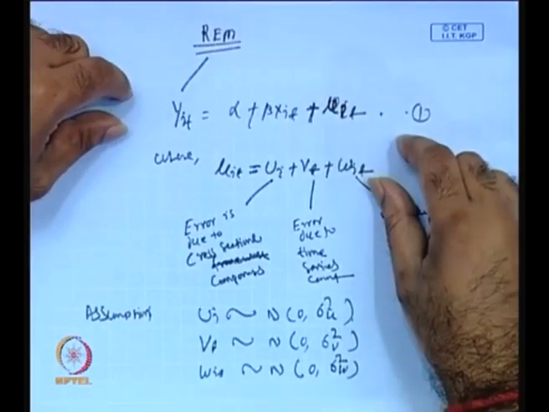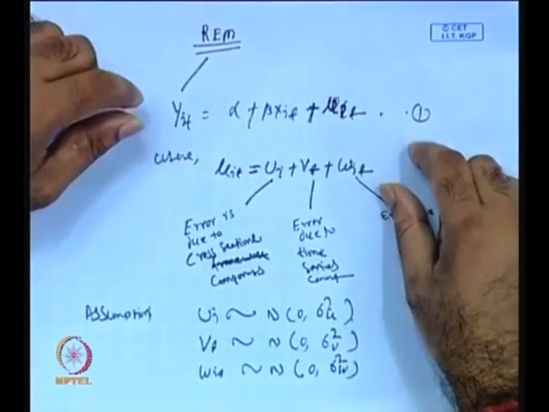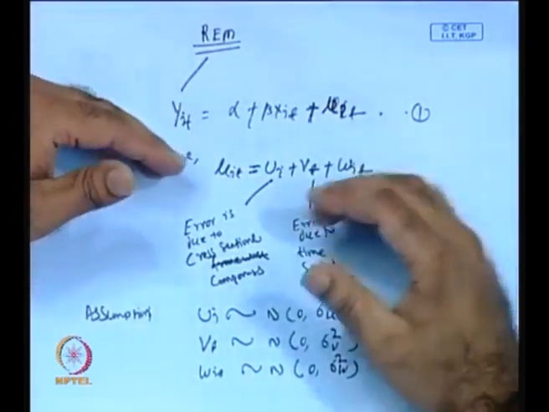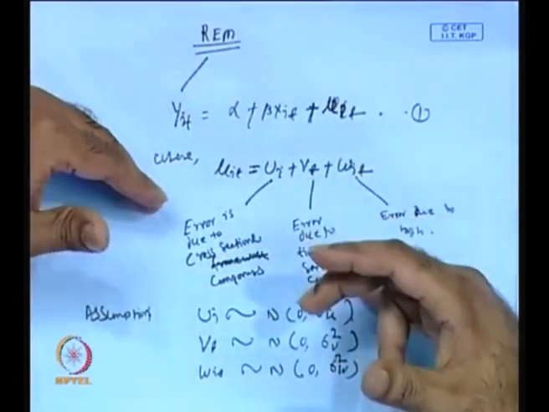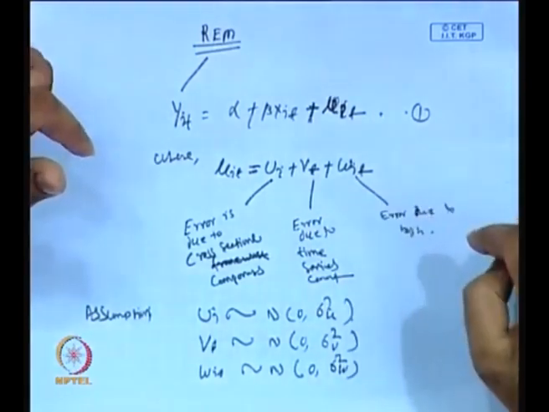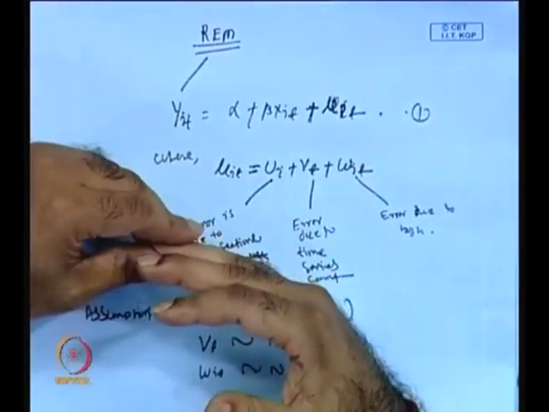So what we have already mentioned here: the simplest form of this random effect model is like this. Y_it equal to alpha plus beta X_it plus mu_it. Here mu_it equal to u_i plus v_t plus w_it. So this u_i is the error due to the cross sectional component. This v_t is the error due to the time series component. Then w_it is the error due to both. Okay. So now, on average, the deviation effect of time series is randomly represented by v_t here.